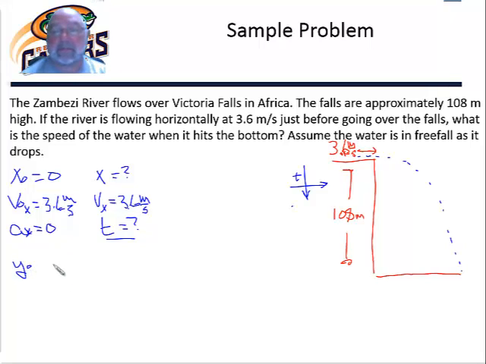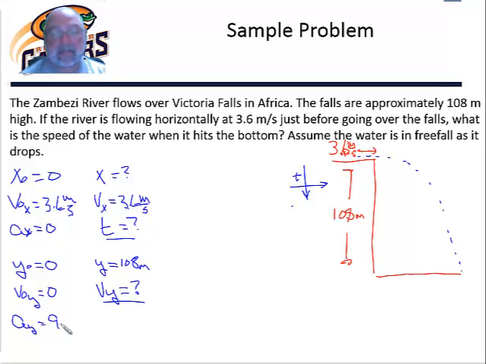The initial location, I'm going to say that is 0. The initial height is 0. The final height is 108 meters. The initial velocity in the y direction, well, it's all horizontal, which means that the vertical is 0. And the vertical component of the velocity when it gets to the bottom is something that we're very much interested in. And the acceleration in the y direction is 9.8 meters per second squared. Yes, it's supposed to be positive, and that's because of how I set up my coordinate axis as positive being down. And then the time is something that we need to know.